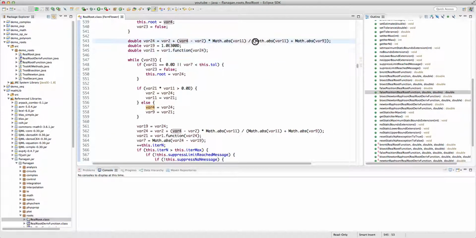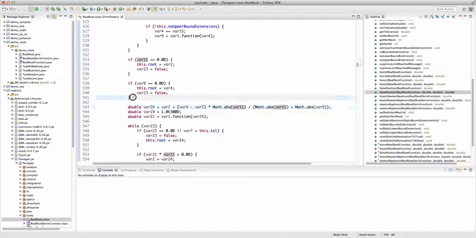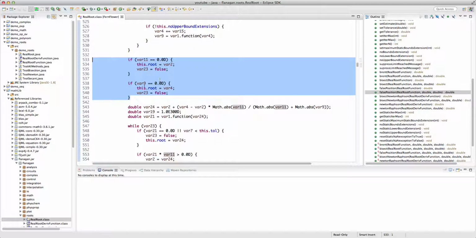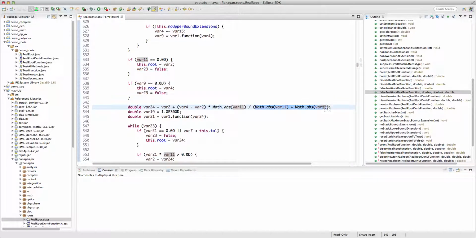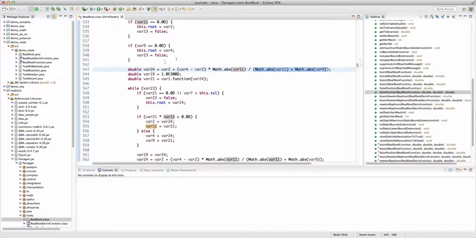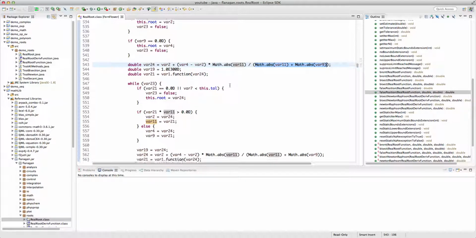Now the reason it tries to implement it in this way is that then we avoid the case where this denominator becomes 0, because the only way that this denominator can become 0 is when both of these absolute values are 0. But if one of these is 0, we already have these checks for termination. So if this check fails, it means that this denominator is never 0. So this could be a better or safer way of implementing the secant method.